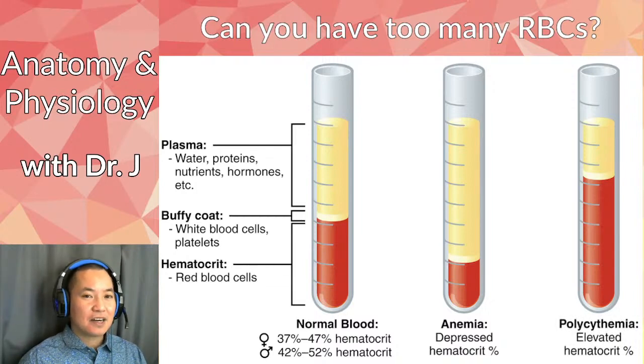Well, there's something called polycythemia. Poly, again, is that useful medical scientific prefix meaning many. So this is what's happening here. It's the opposite of anemia.